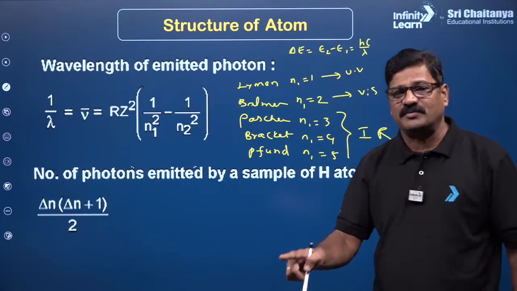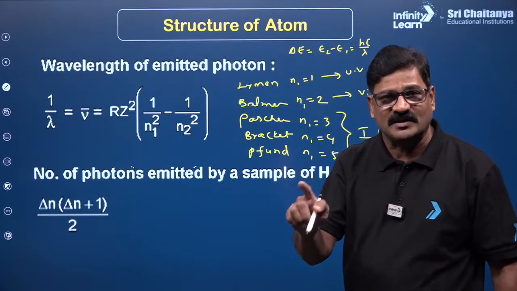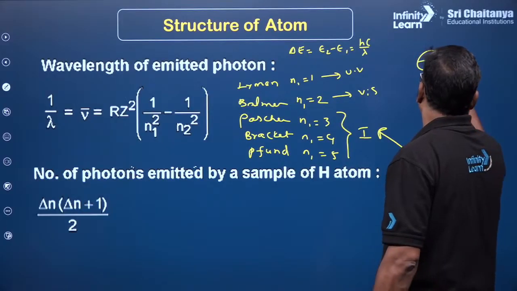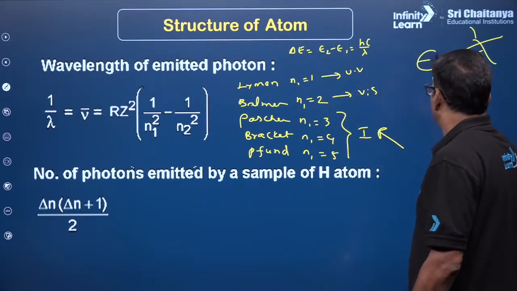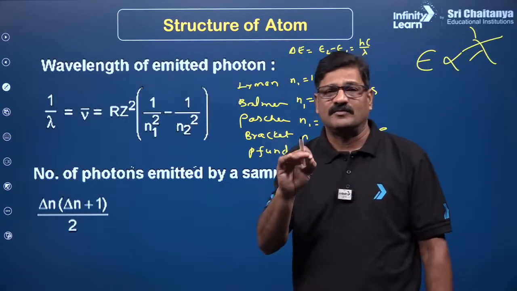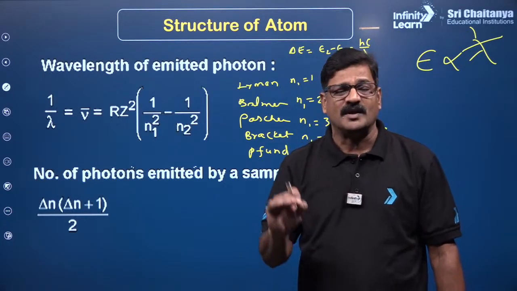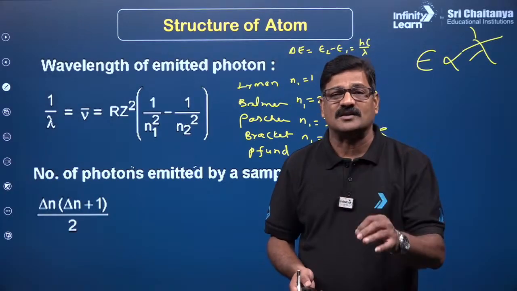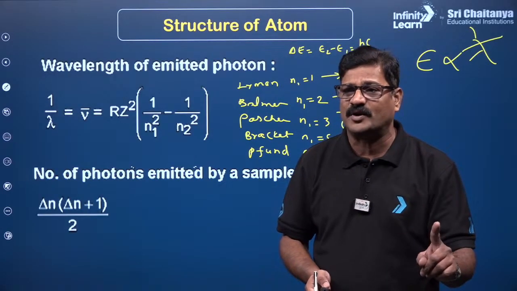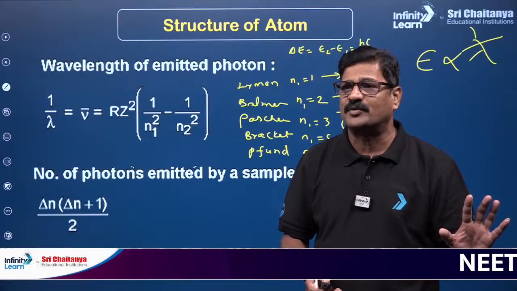Lowest energy means highest wavelength. Energy is inversely proportional to wavelength, that is proportional to 1 by lambda. So if the energy is maximum, the wavelength is going to be minimum. If the wavelength is minimum, you can say shortest wavelength, and that is called the series limit. It's very, very important. Series limit, it's very important.